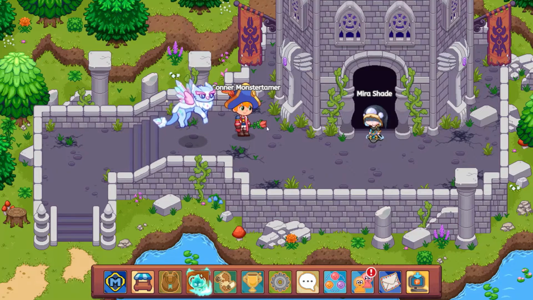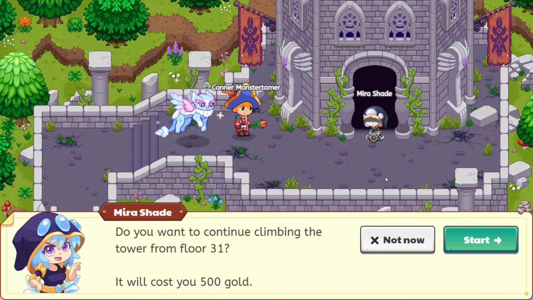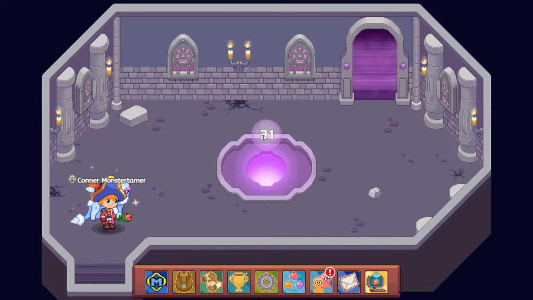Hello and welcome back. We are back here at the Dark Tower and we are about to talk to Mira and start climbing the floors. We are going to be climbing another 5 today. So let's go ahead and see who we battle and talk to Mira in order to enter. Do you want to continue climbing the tower from floor 31? It will cost you 500 gold. Yes, we do. All right, so here is level 31.